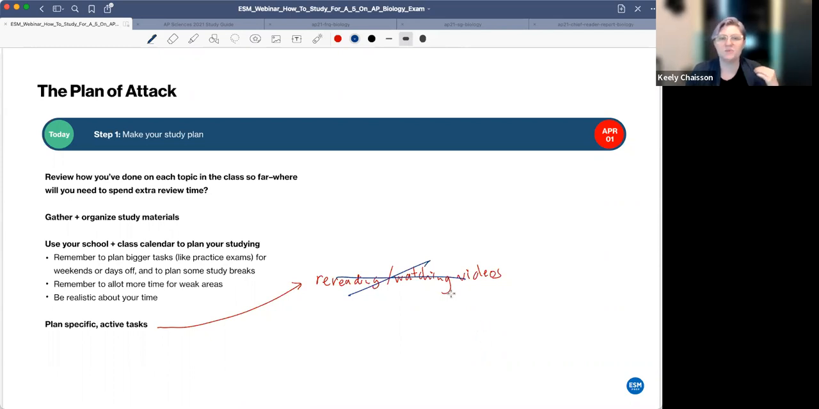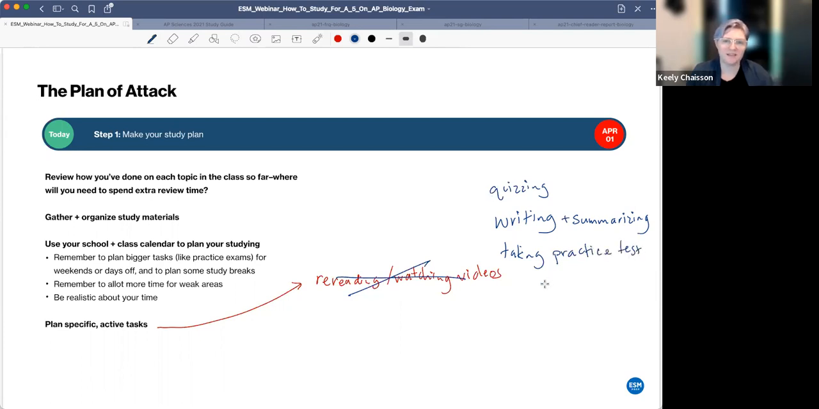So you need to be actively quizzing yourself, practicing writing about the content, and summarizing in your own words. And you need to be taking practice tests.